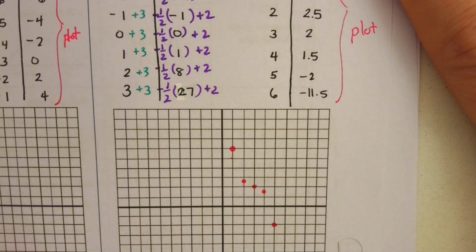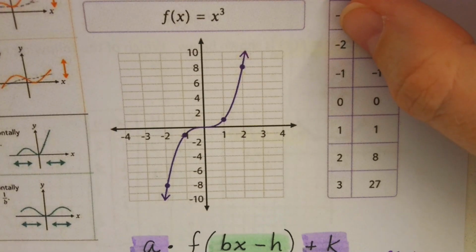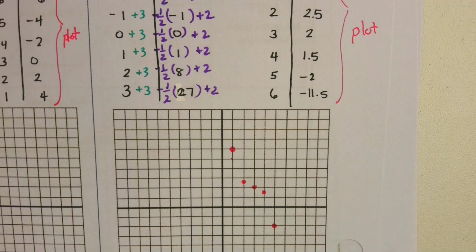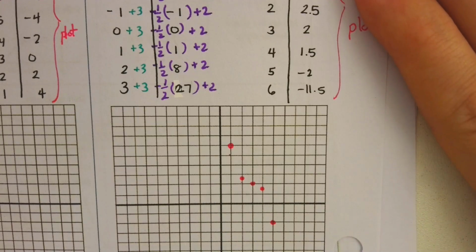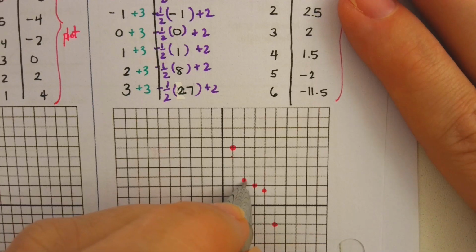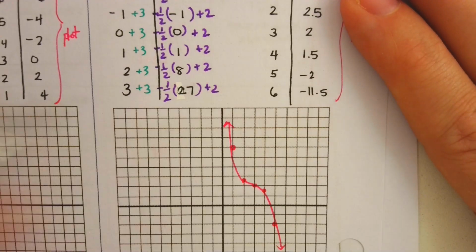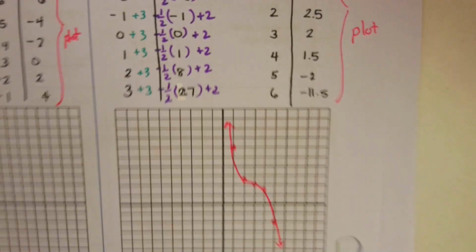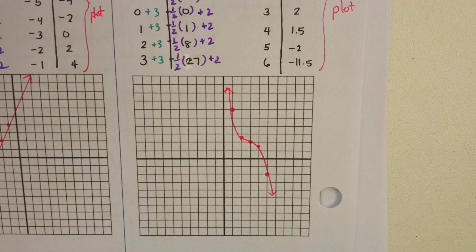And then just to remind you what this looks like, looking at what the parent function looks like, it kind of has a little snake shape to it. Ours is facing the other direction because we did have a reflection, so our snake's going to be going the other way. We'll just connect the dots, snake it through. Ta-da. Beautiful. Making great time.